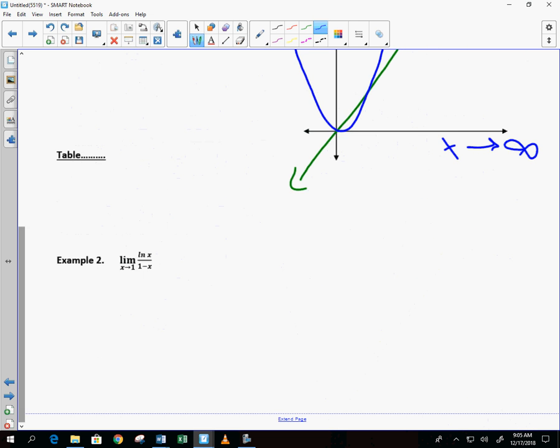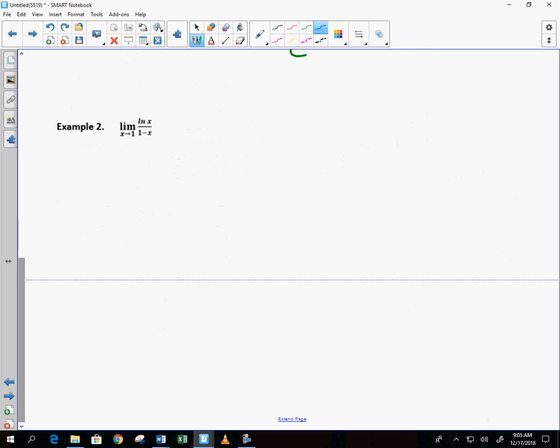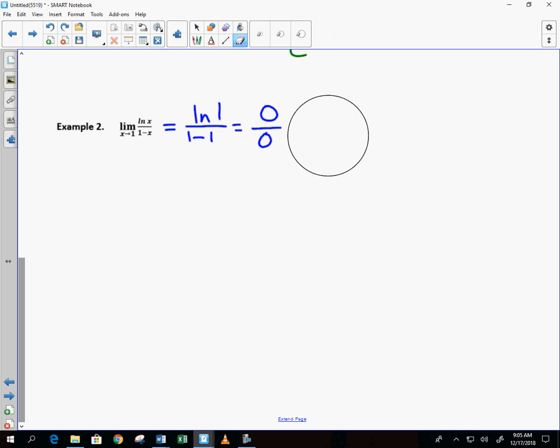Look at example 2. It says the limit as x goes to 1 of the natural log of x over 1 minus x. Anybody know what the natural log of 1 is? It is 0. So we end up with 0 over 0. Many people look at 0 over 0, they say, well, that's going to be 1. That's not true. It's an indeterminate form. We don't know how to solve it.